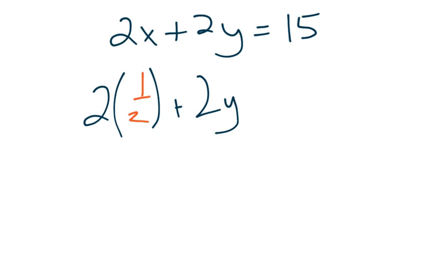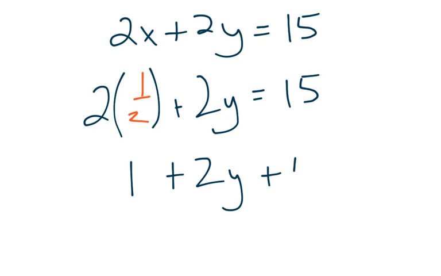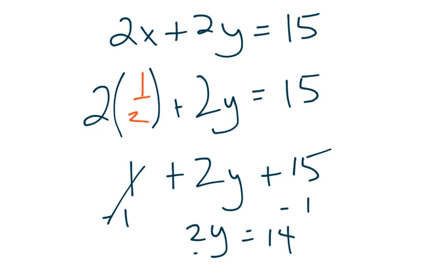And don't forget, when you multiply by a half, you're just taking half of the number. So half of 2 is 1. So now we have 1 plus 2y equals 15. Then we're going to subtract 1, and then we get 2y equals 14. And then we're going to divide by 2, and we get that y equals 7.